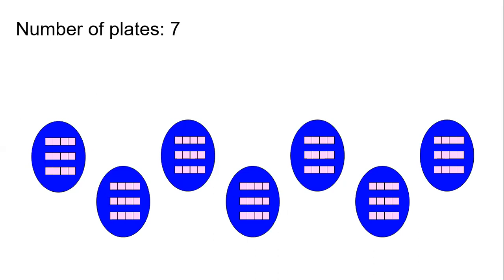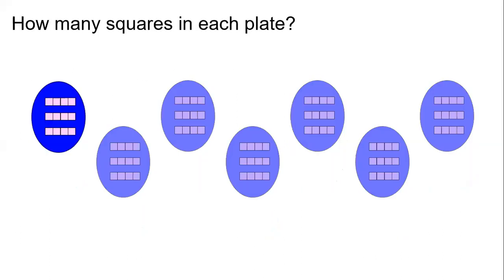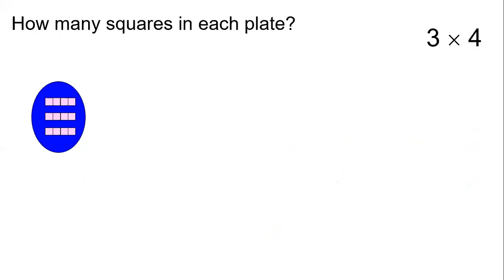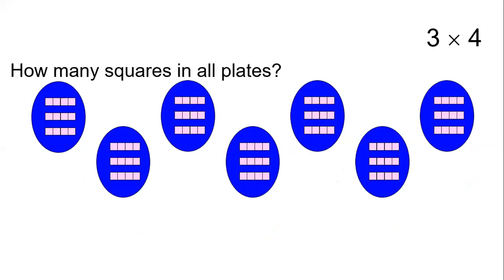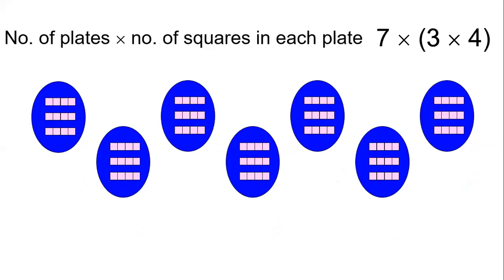There are several plates and there are some blocks, and each block is made up of certain numbers. So there are two ways we can count it: number of plates, number of blocks, and number of squares in each block. That's the basic idea. So one way of counting is how many squares are there in each plate, and then how many plates. So that's one way of counting it. This is the first way of counting: number of plates times number of squares in each plate. And that gives us one expression.